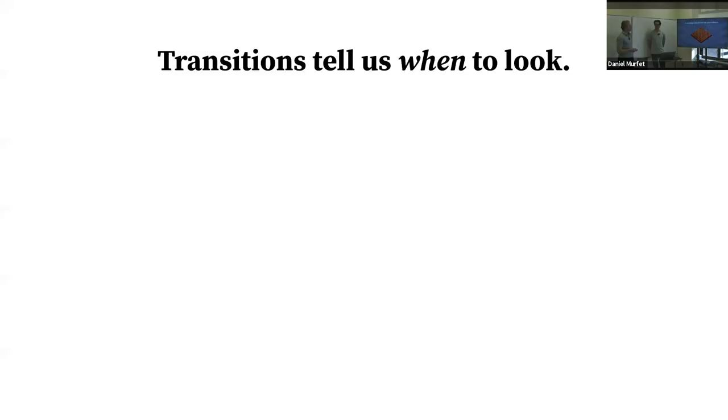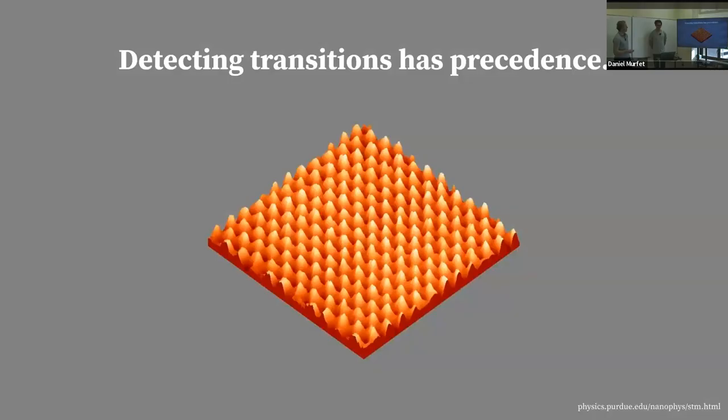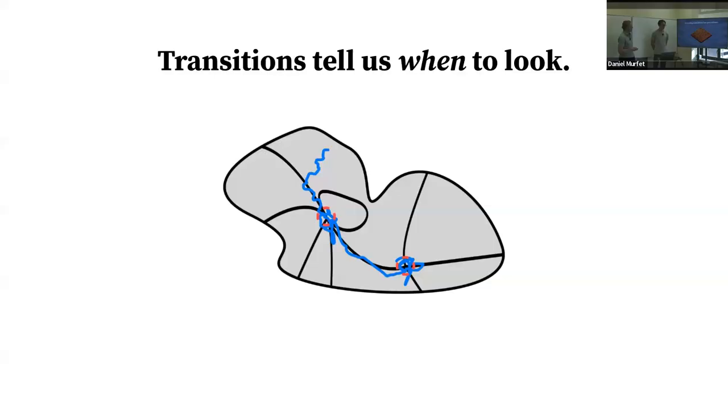Okay, so this is a picture of the result of a scanning tunneling microscope, which is based on divergences in some susceptibility to do with conductivity as a function of distance. So when we detect a transition, it involves some variables and not others. It's at some position in the parameter space, and that tells us when to go looking for some change in structure.